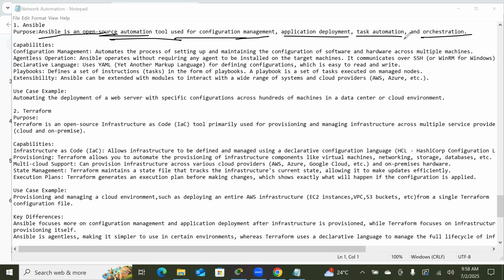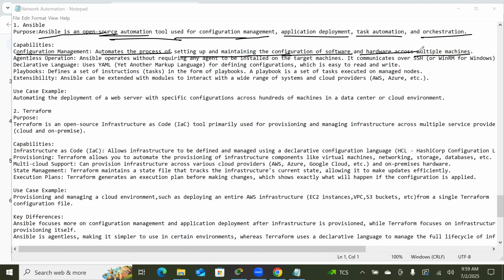What is it used for? It's totally used for network automation. It will manage the configuration, any application deployment in the network, automation tasks, and even orchestration. What are the capabilities of this one? First, it will manage the configuration of the devices. It will automate the process of setting up and managing the configuration of the software and hardware across multiple machines.